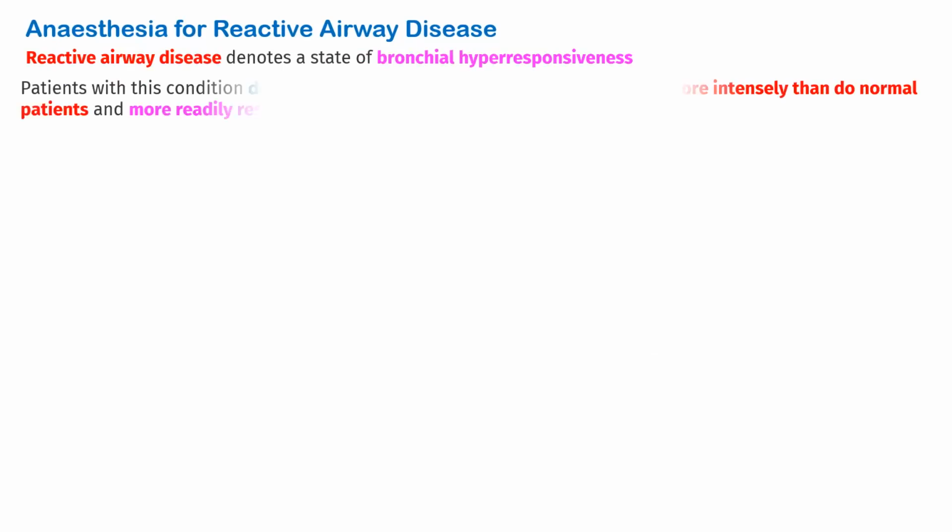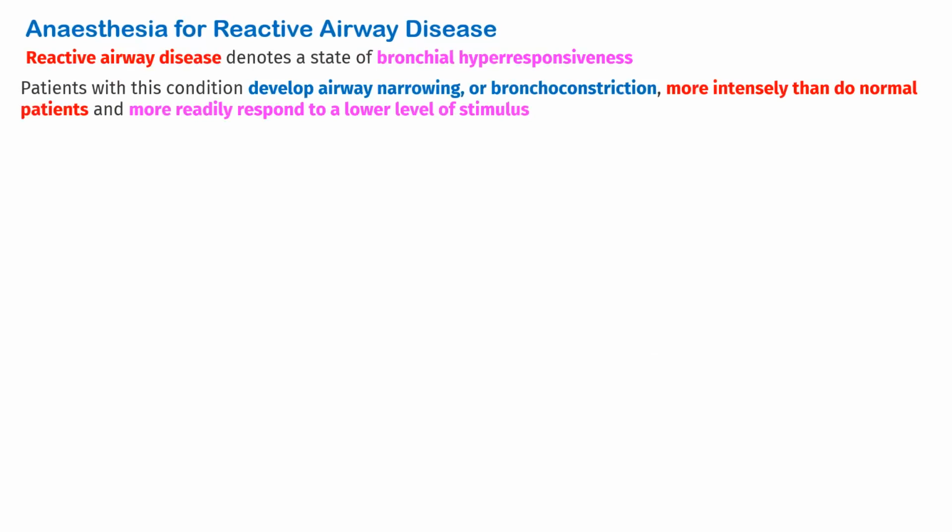Okay. So anesthesia for reactive airway disease, sometimes regarded as hyperreactive airway. It is a case of bronchial hyperresponsiveness, where the smooth muscles can develop airway narrowing or bronchoconstriction, and it will be more intense. You readily respond to a lower level of stimulus, that is, even an innocuous stimulus.